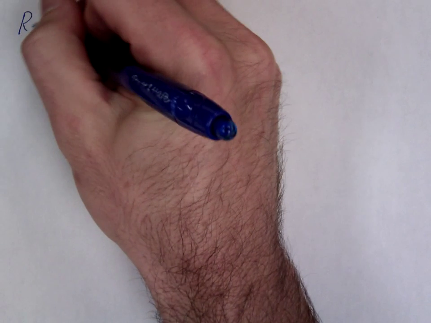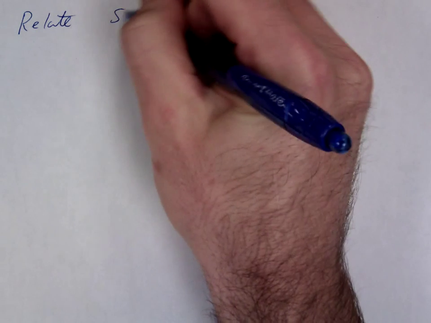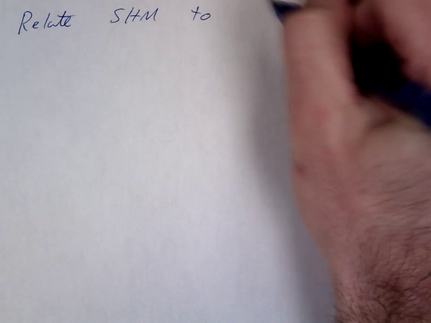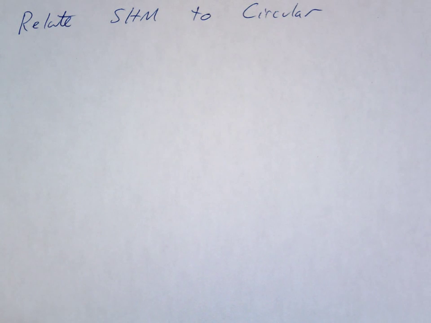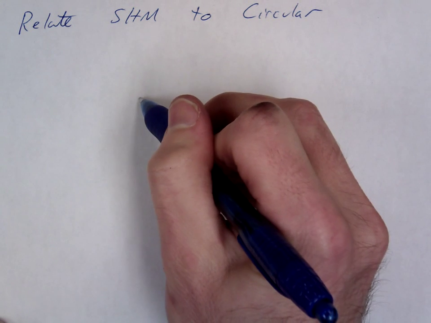Alright, so to do this, we're going to relate simple harmonic motion to circular motion. We're going to relate the two together. Okay? So to do this, let's take a circle.